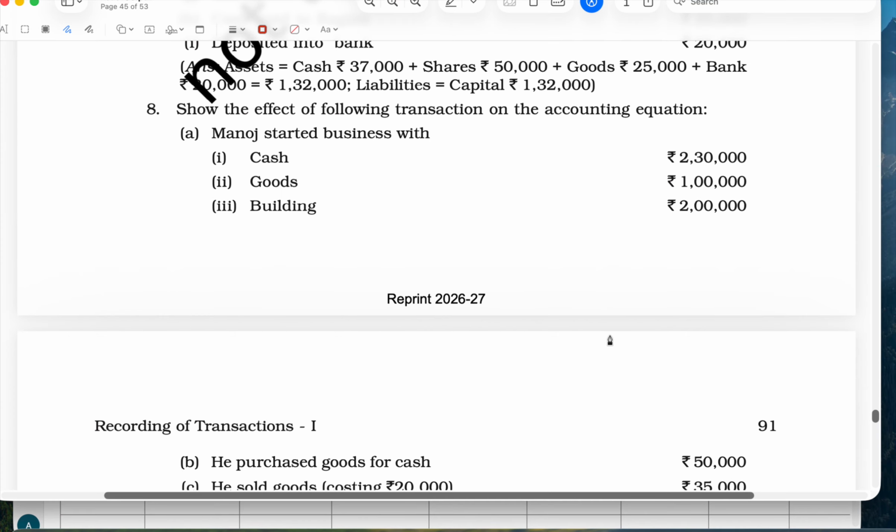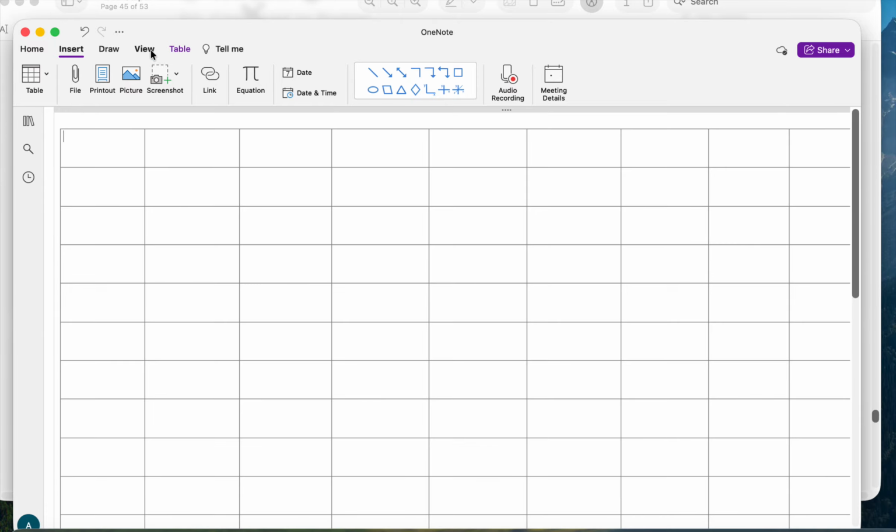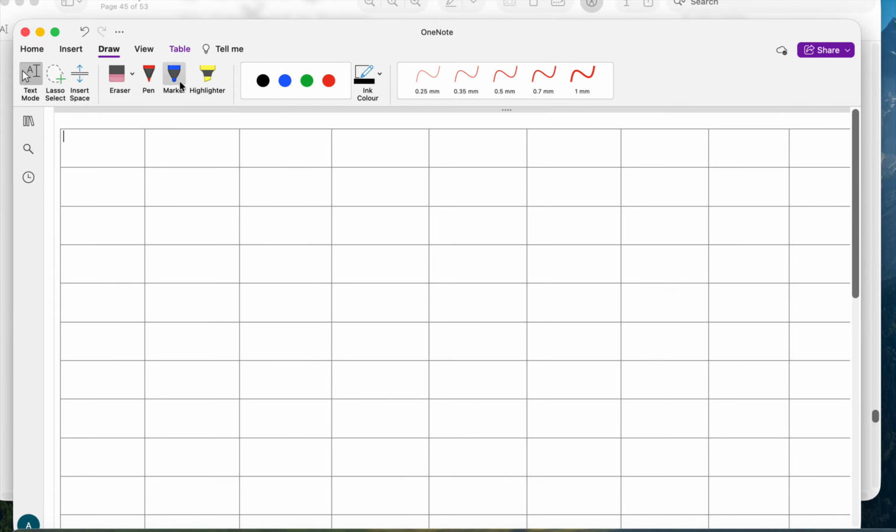Next we will see problem number 8. So show the effect of the following transactions on the accounting equation. So Manoj started a business with cash, goods and building, 2,30,000, 1 lakh and 2 lakh. Okay. So 8th problem.